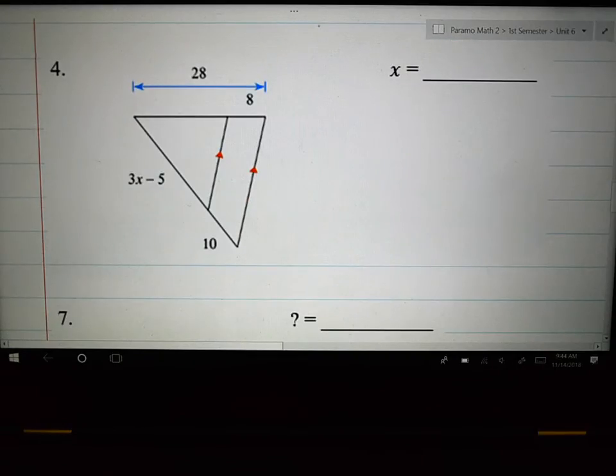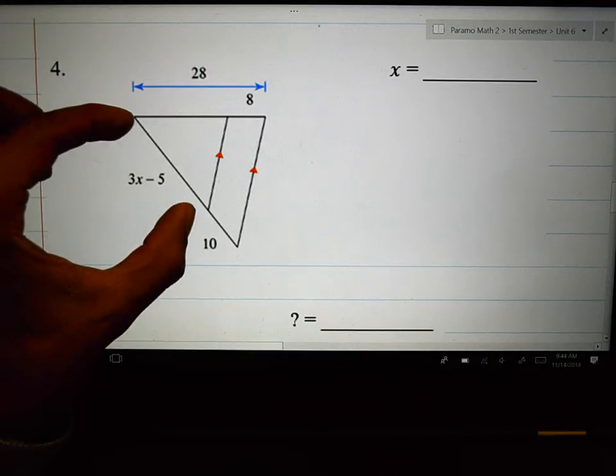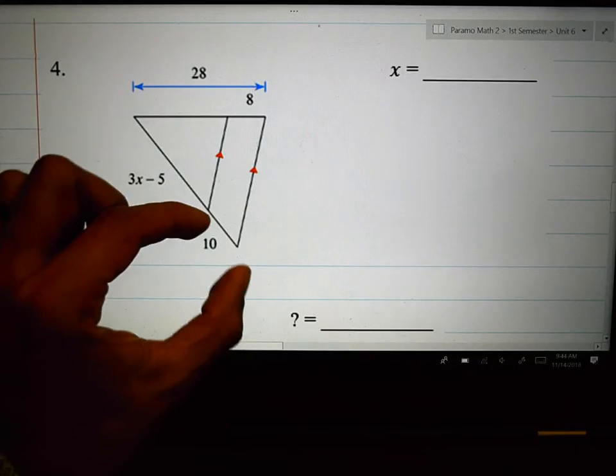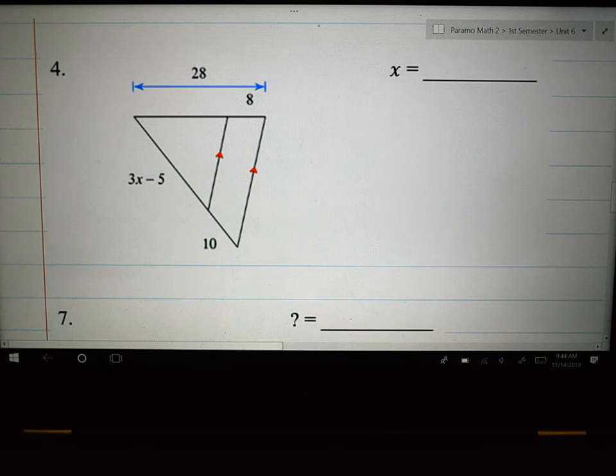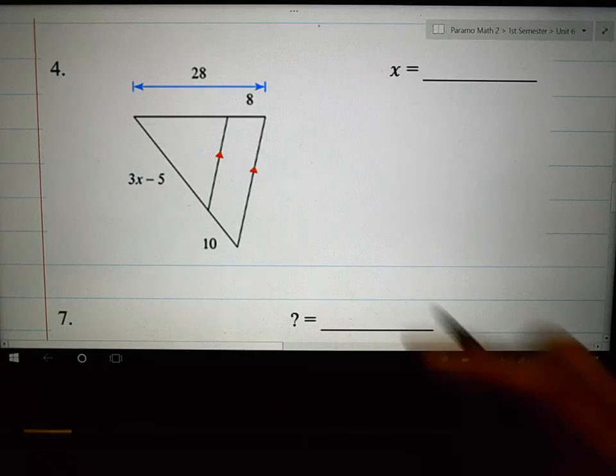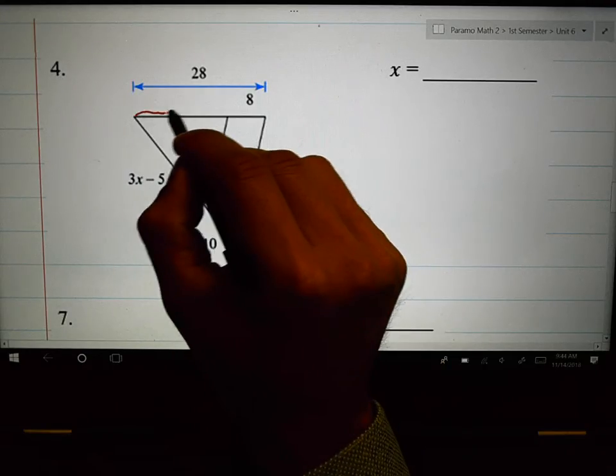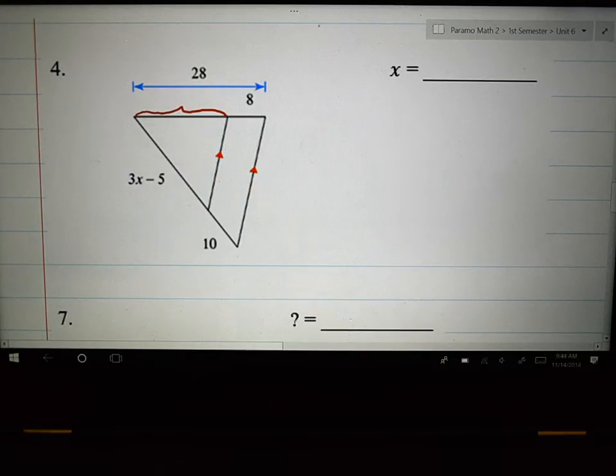Let's look at number 4. This looks like a side-splitter theorem. The only issue with it is they gave me one of these arrow things again. I have this side, which is 3x minus 5. I have this side, which is 10. I have an 8, but they give me the full length of the 28. So before I can use the side-splitter theorem, I got to figure out what this distance is here that I just highlighted in red. How long is it?